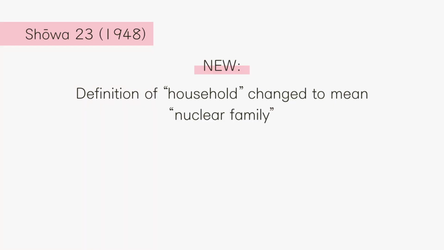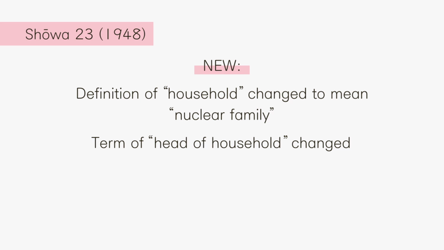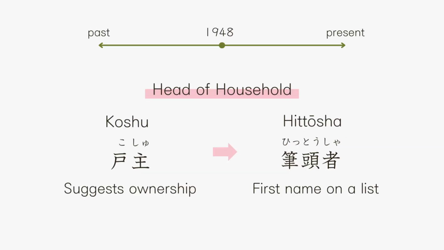Starting in Showa Year 23 or 1948, the Japanese household legal structure that had started in 1898 was significantly revised. The definition of the term household went from including all members in a given house, which of course would include extended family, to only the members of a nuclear family, meaning husband, wife, and their children. Aunts, uncles, cousins, grandparents, and other extended family members were no longer allowed to be in the same Koseki. The term used for head of the household also changed from koshu, which suggests ownership of a home, to hittosha, which refers to the first name on the list of the family members.